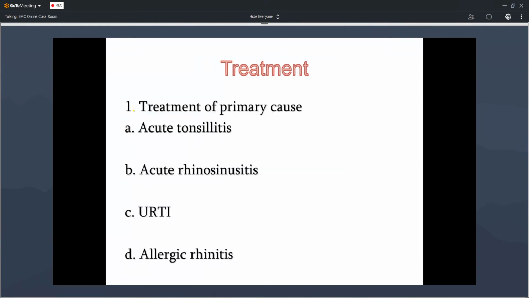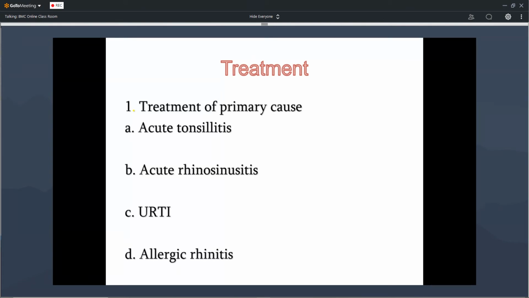So then coming to the treatment. You have to treat the primary cause. Most of the time ASOM is seen in children and infants, usually following an upper respiratory tract infection. So these are the two important clinical history points. The patient will present to you with sudden severe earache, usually with a preceding history of upper respiratory tract infection.